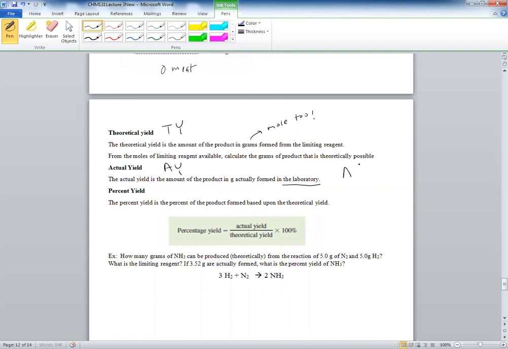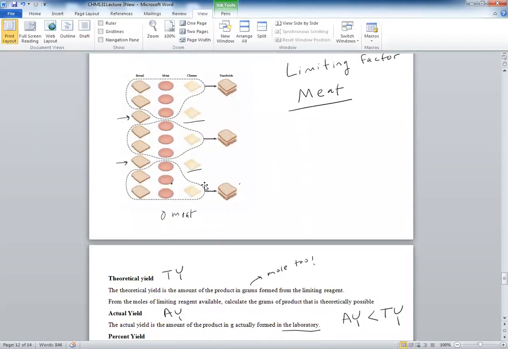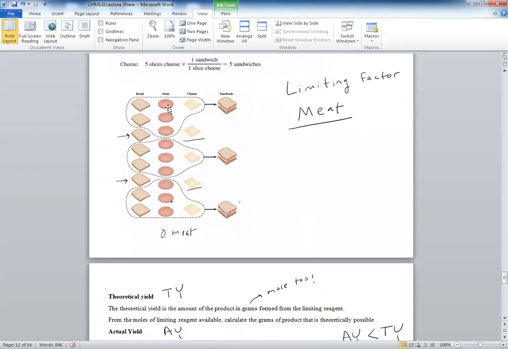You should always know that the actual yield is always less than the theoretical yield, always. The theoretical is the most you can make. In the lab, you always make less. Why? There are side reactions. Imagine with this bread, we couldn't even make 3 sandwiches. Why? Because maybe 2 of those slices of meat, I don't know, maybe an insect was walking on it, or they fell on the floor, and you can't use them.